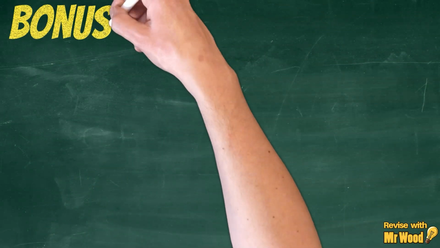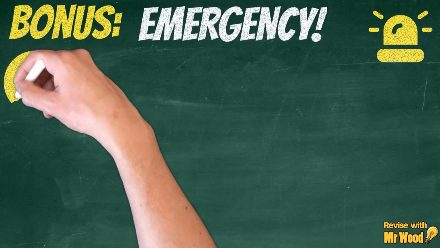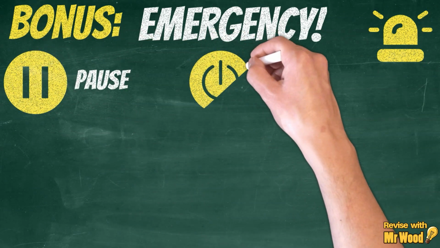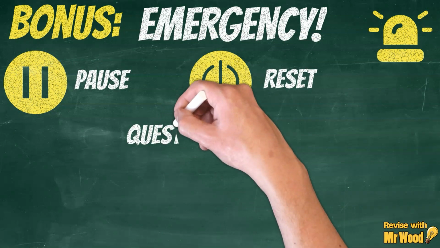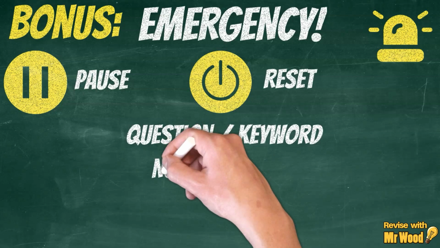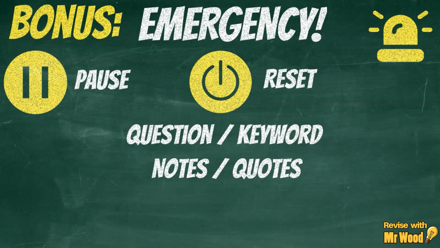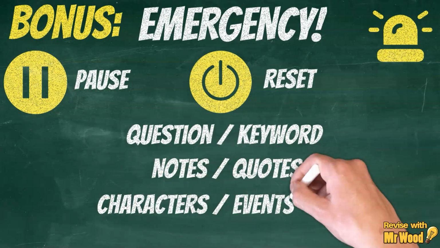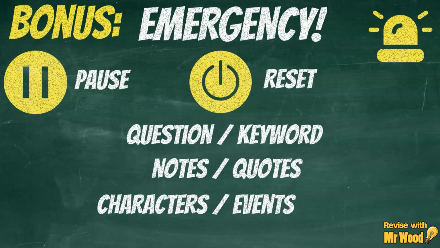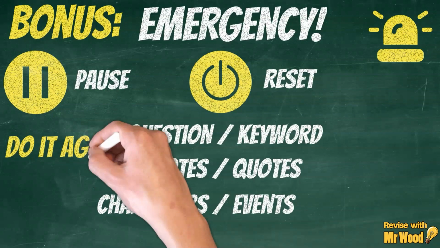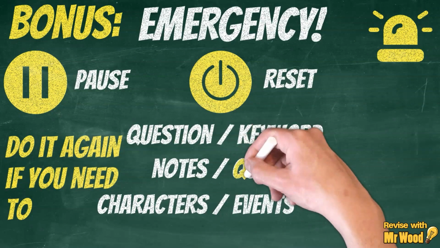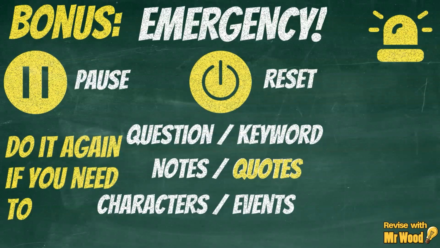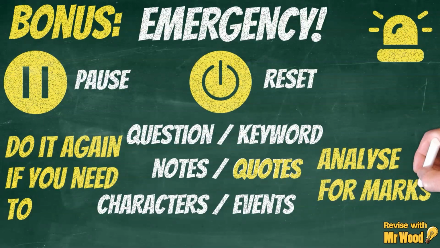Right. Bonus point. What to do if it all goes wrong? Pause for a few seconds. Press the reset button. Go back to the question and look again at the keyword. Look at your notes by it. Look at the list of words or quotations you made. Look back at the characters and events that you made a list of. Bounce ideas off that. If you rushed that bit, go back and do it again. Help reset yourself. Start analysing a quotation and you will get marks.